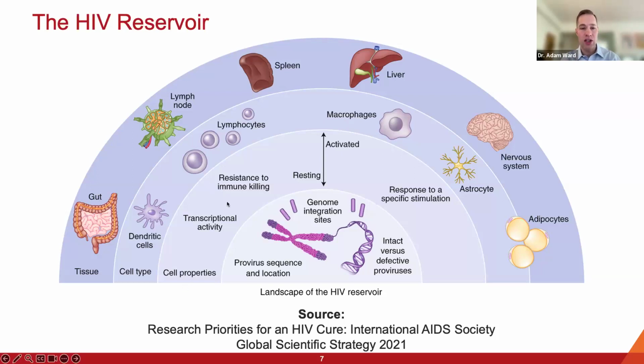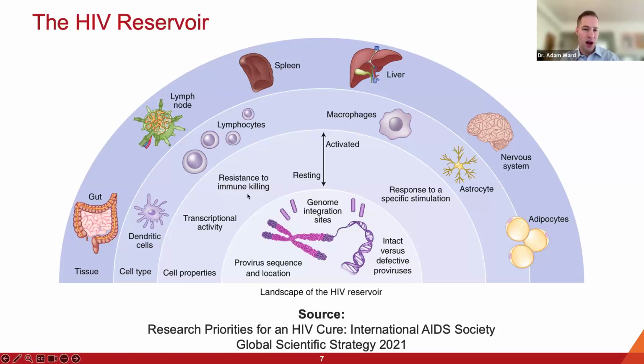This next ring shows the cell properties or the cell functional profile. And an important functional property is whether the cell is in an activated or resting state, particularly for CD4 T cells, where activated cells may be more likely to produce HIV, and resting cells may not have the necessary factors to produce new HIV viruses.